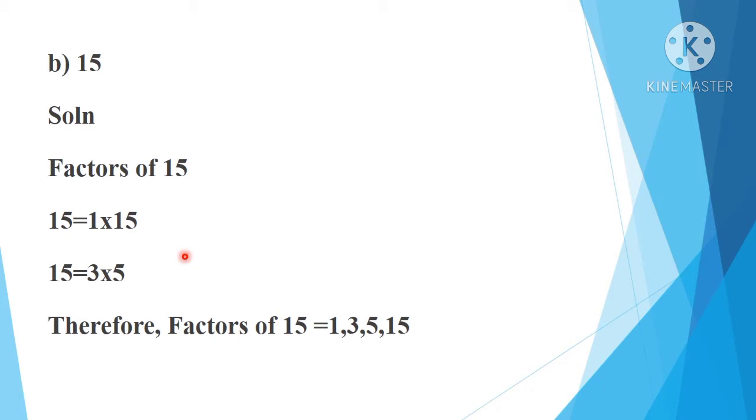So 15 is divisible by 3 and also it is divisible by 5. So now what are the factors? 1, 3, 5, 15 are the factors of 15. The same way you can check for any numbers.